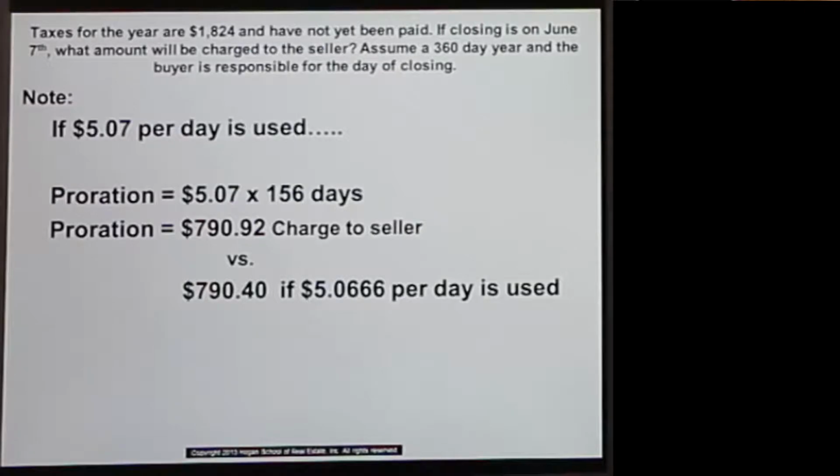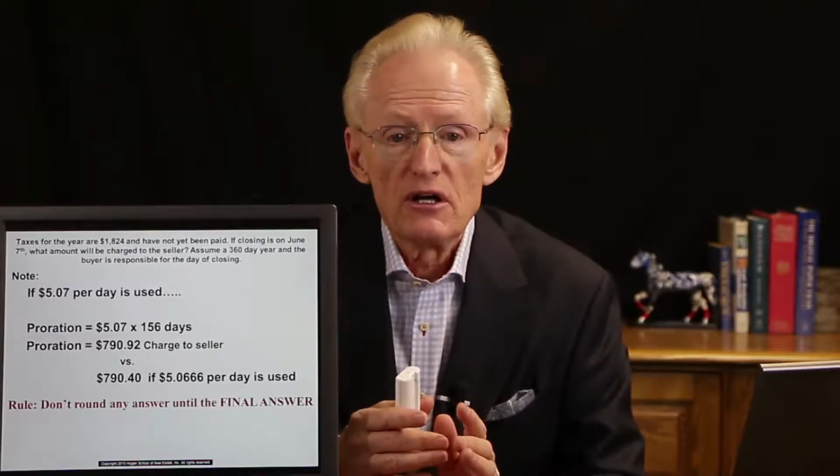Now, what if we did round that 5.0666 up to $5.07 per day? If we did that, our answer would be slightly different. It would be $790.92 to charge the seller versus the answer we got on the previous screen, which was $790.40. So here's my recommendation. Always let the calculator do the work until you get the final answer. So don't round in the middle of the problem. Now let's take a few proration problems and solve them.